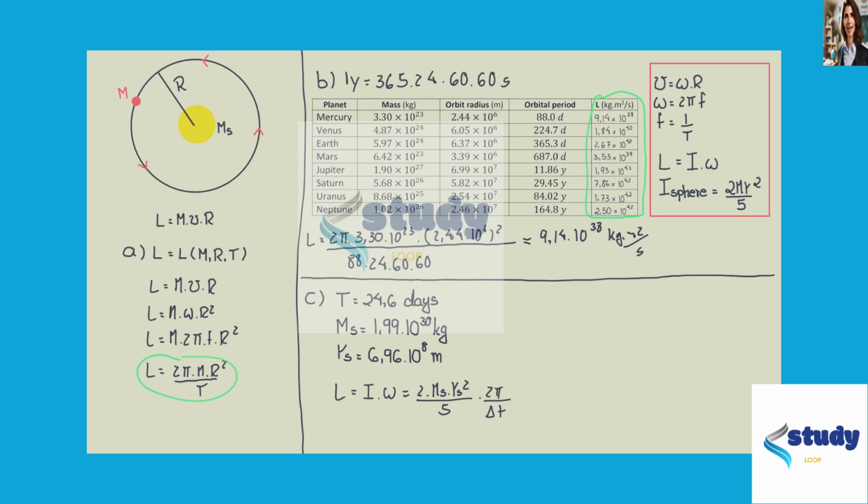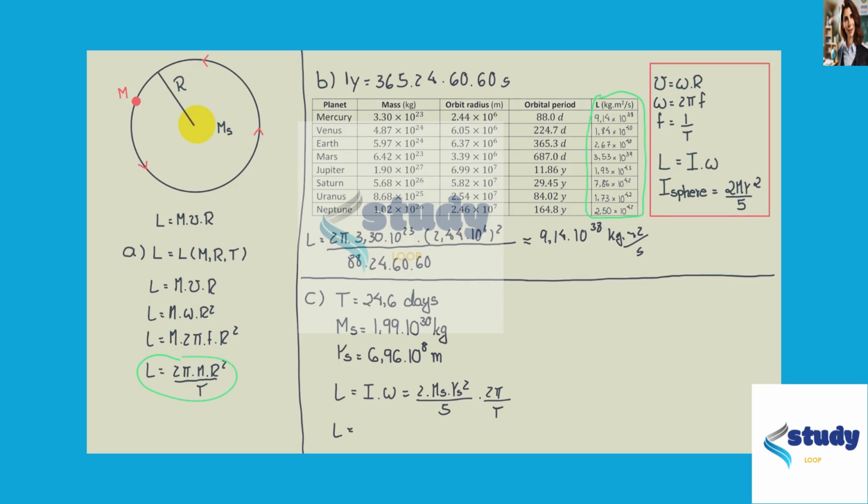And how much time does the Sun take to make a complete rotation? Well, we call that interval of time exactly the period. Then we reach the conclusion that the angular frequency of rotation is equal to 2 pi divided by the period. Now, all we have to do is plug in the values that we have and get our answer.